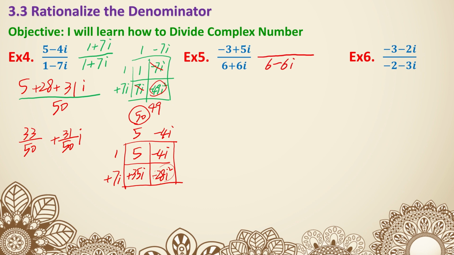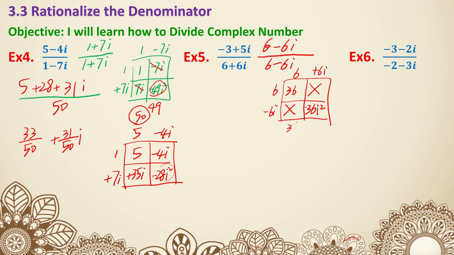6 minus 6i. And on the top, same thing, 6 minus 6i. Let's do the box. 6, negative 6i. And another 6, negative 6i. 6 times 6, 36. Then we can ignore these two. Negative 6 times negative 6 is a positive 36, so it's a 36i squared. Oh, actually I wrote it wrong. It's a plus, so it's actually going to be a negative 36i squared. So it becomes a 36 plus a 36, which is a 72. So let's put that as the bottom of the fraction.